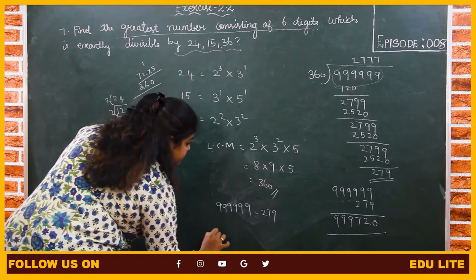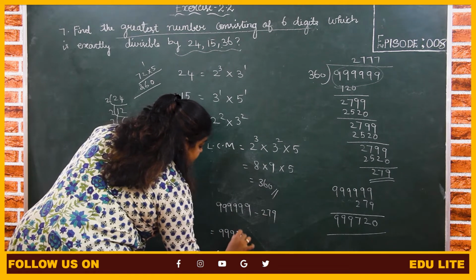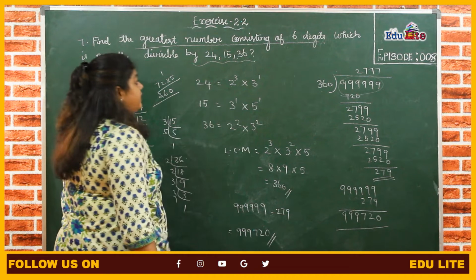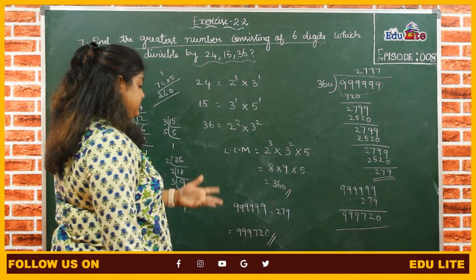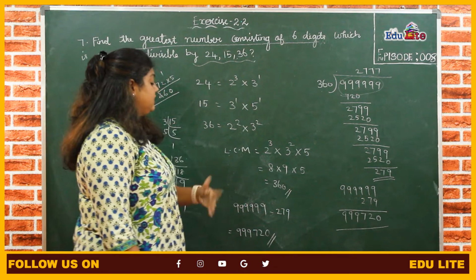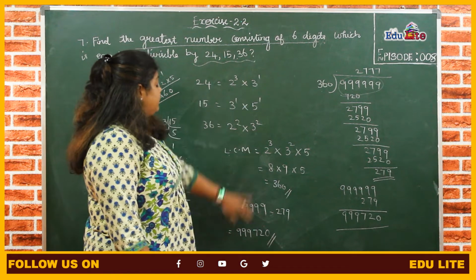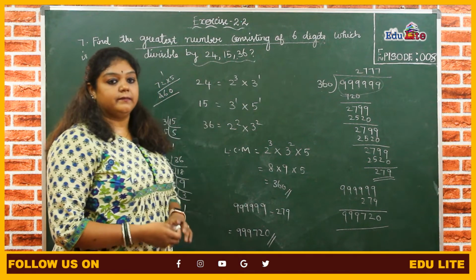So which is equal to 999,720. This number will be divided by 24, it will give a remainder 0. This number will be divided by 15 which will give a remainder 0. This number can be divided by 36 which will give us a remainder 0.